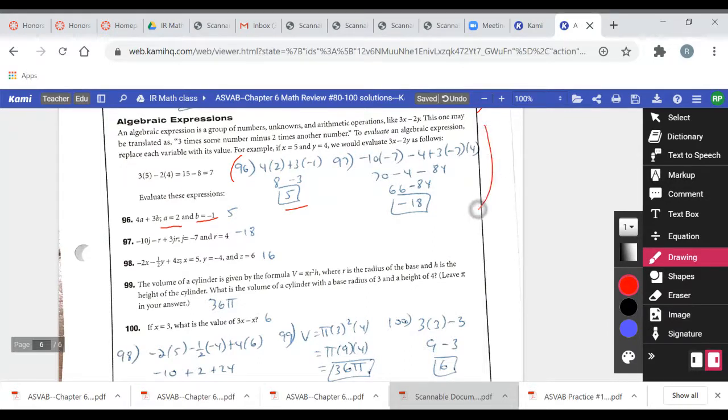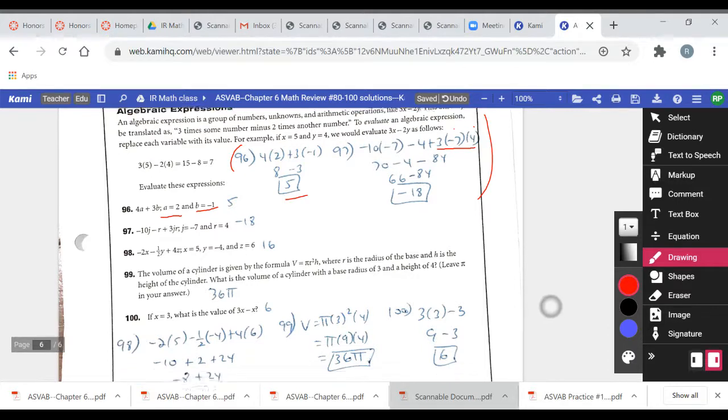On number 97, you can see I plugged in -7 for J's place, I plugged in 4 for R's place, and I plugged -7 again in for J and 4 in for R. Again, order of operations says I'm going to multiply -10 times -7, which is 70. I've got my -4, and then I'm multiplying the 3 times -7 times 4, which gives me -84. When I combine those together, I end up with -18.